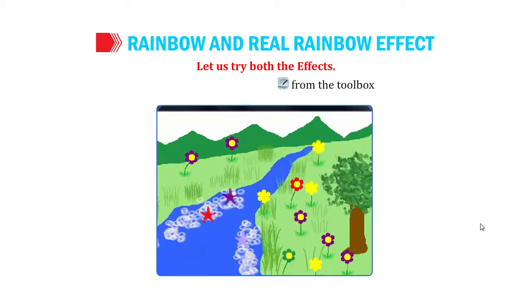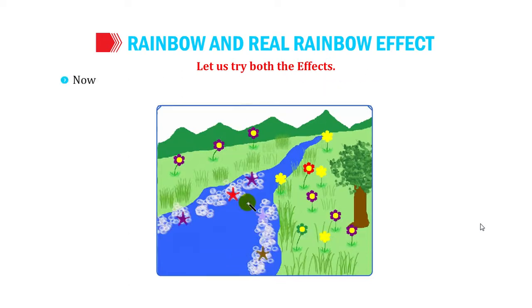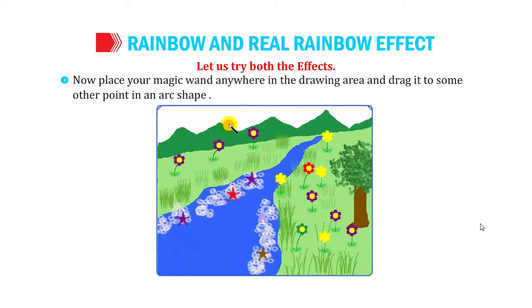Now place your magic wand anywhere in the drawing area and drag it to some other point in an arc shape. You will see a trail of rainbow colors as you draw. Click on the undo button.